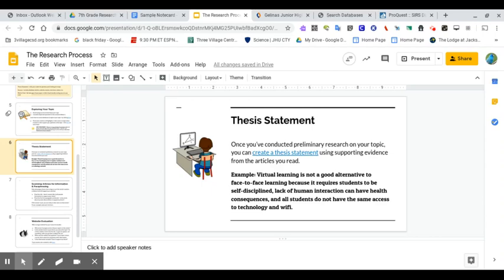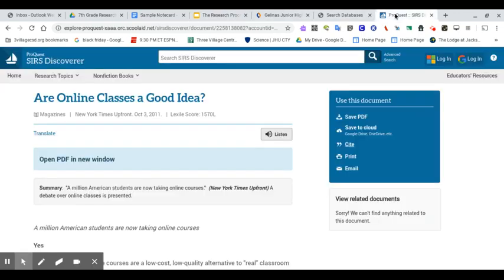Okay, so my thesis statement has already changed a little bit. As I was going through and reading some different articles about virtual learning, I found that there was quite a bit of evidence about how the lack of human interaction can have health consequences. So, in this article, Are online classes a good idea? There is some good information to support that part of my thesis statement. This comes from the New York Times up front, back from 2011.